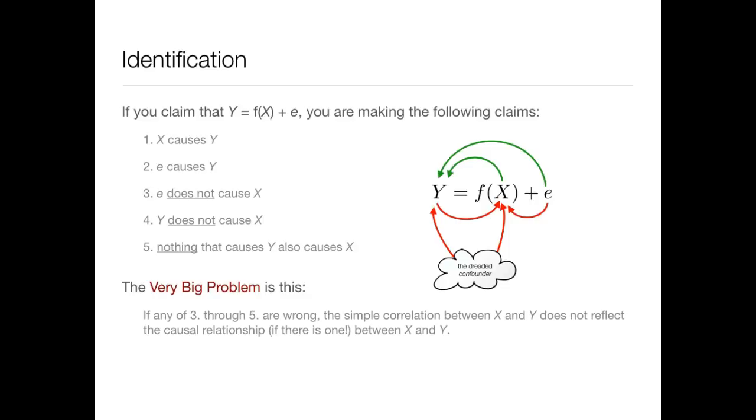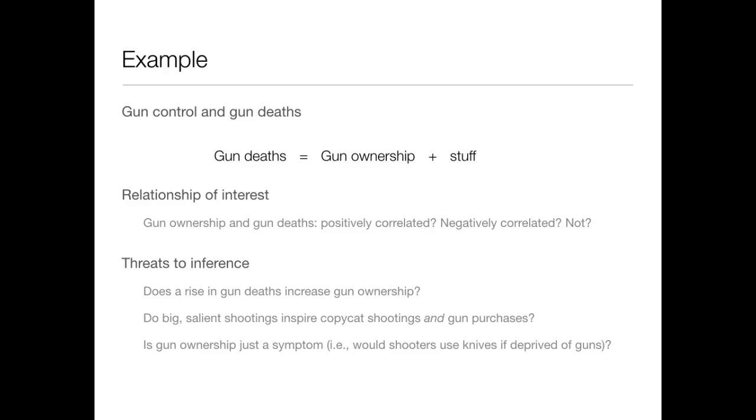Now, a great example of this is a debate that takes place over the effects of gun ownership in the United States. And a lot of people argue that the number of gun deaths is a function of the number of people who own guns, or the number of guns that are owned, and some other stuff.